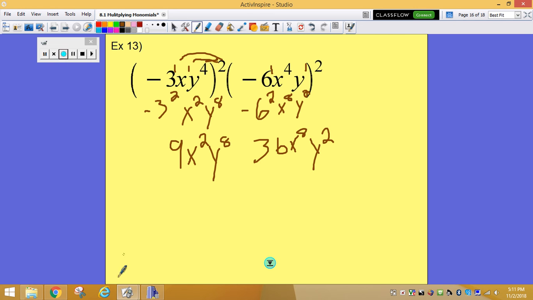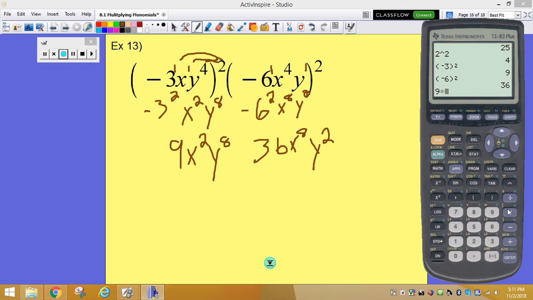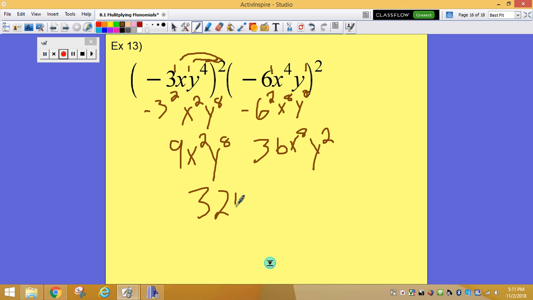Okay, multiply our whole numbers. 9 times 36. You should have gotten 324. And your x's, you should add them because they're multiplying. 2 plus 8 is 10. And your y's, again, you should add them. 8 plus 2 is also 10. So your final answer is 324, x to the 10, y to the 10.